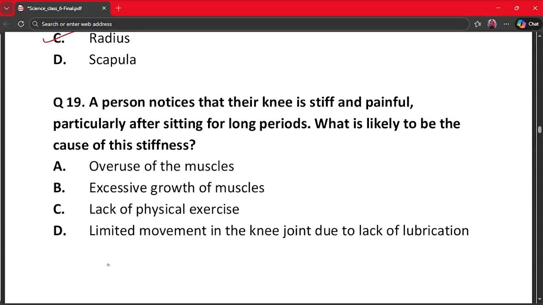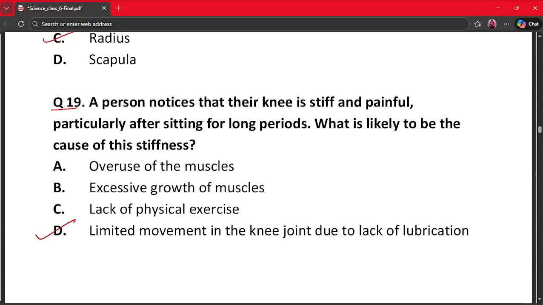Our next question is question number 19. A person notices that their knee is stiff and painful, particularly after sitting for long periods. What is likely to be the cause of this stiffness? A. Overuse of the muscles. B. Excessive growth of muscles. C. Lack of physical exercise. And D. Limited movement in the knee joint due to lack of lubrication. The correct answer is option D.